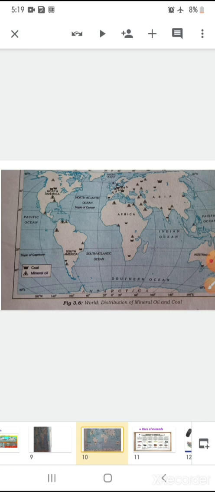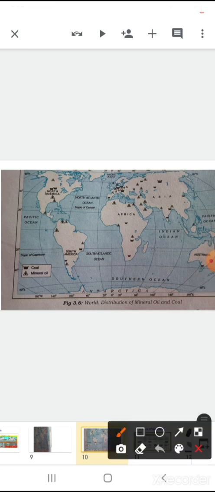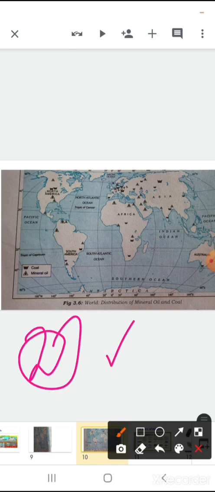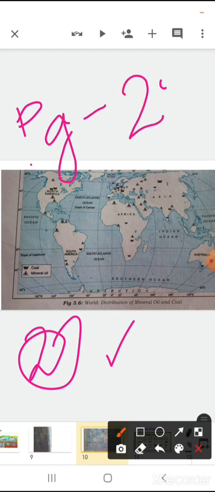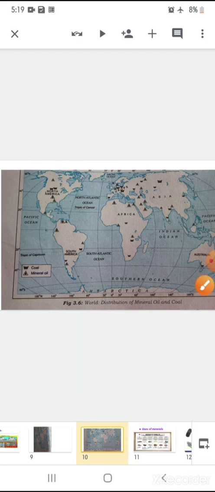You have some traces of this coal in Africa also, South America also, and in Australia also. So children, please complete this map as well. This is the second map you have to do in your geography notebooks, that is on page number 27 in your NCERT geography textbook. Fine.